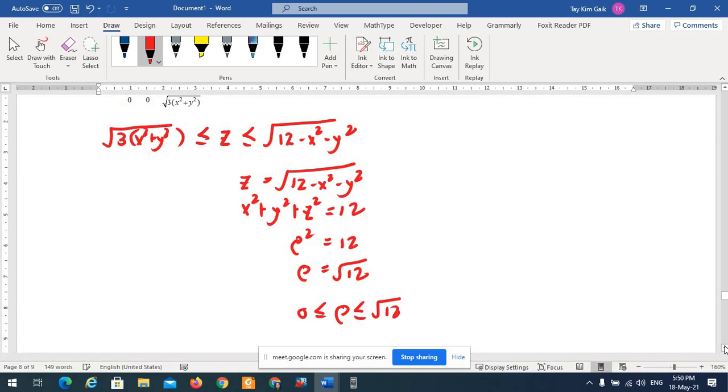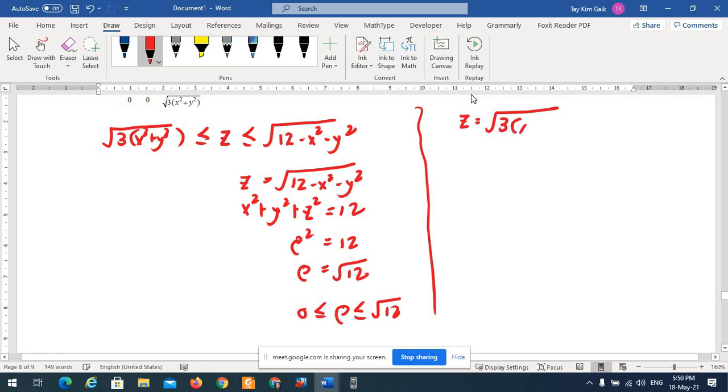And from this one, z equals square root of 3 times x squared plus y squared, the lower limit of z. Again, square both sides.